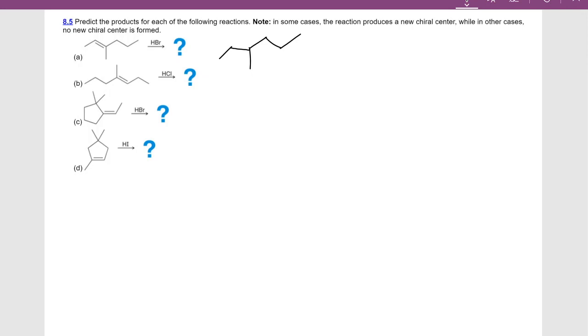Okay, and we're adding Br to the more substituted side. So that was this side, and the H went over here, to the less substituted side. Now, we have to ask ourselves, did we form a chiral center? Well, we didn't form a chiral center at the hydrogen because there was already a hydrogen there. So that's not a chiral center. Let's consider if we formed a chiral center at the carbon bearing the bromine. Well, that carbon has bromine, methyl, ethyl, and propyl. So it has 4 different groups attached, therefore that is a chiral center.